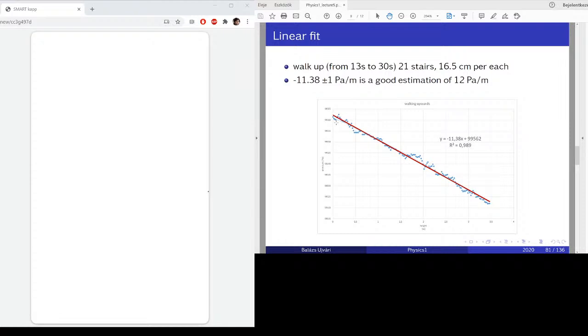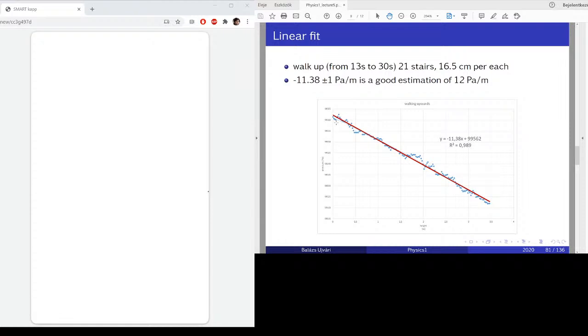So this is why we did this calibration. I can believe this number with plus minus 1 pascal. And since this plus minus 1 also contains the 12, we can believe this number. So the pressure as average value, it's true that it can change 12 pascal in every meter. So you can see the way how we do the measurement.